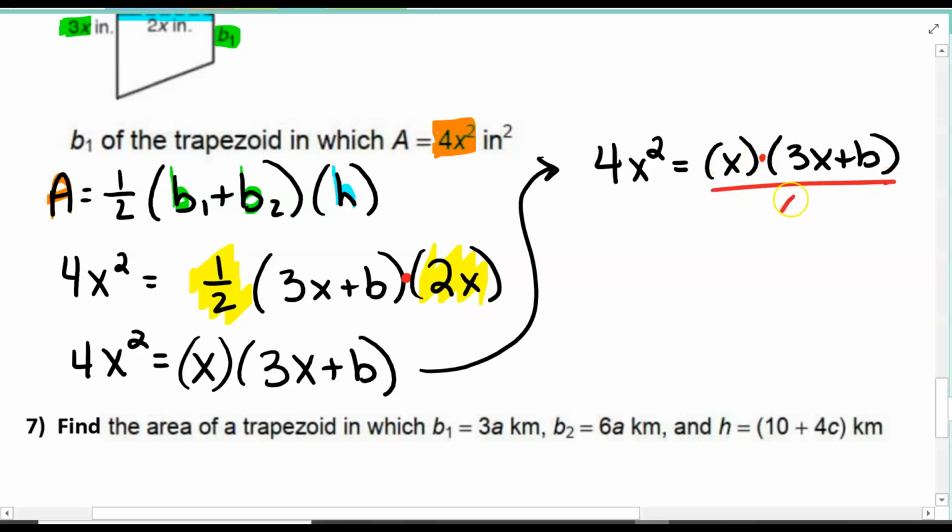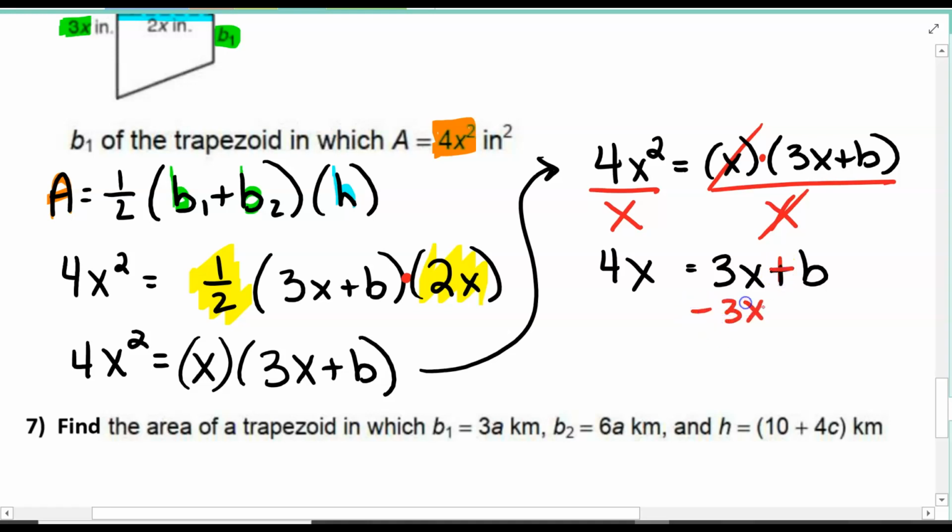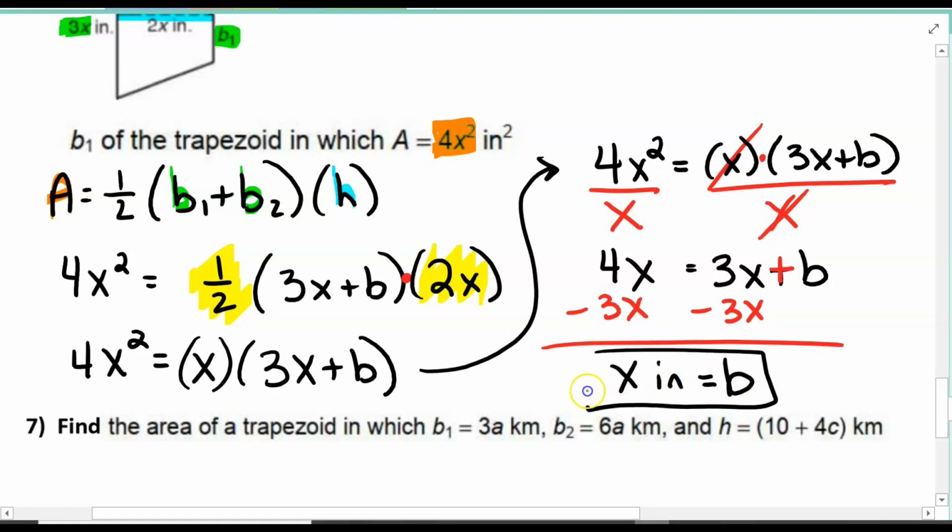So I have 4x squared is equal to x times 3x plus b, and since this is multiplication, I can divide. If I divide by x, I'm left with 3x plus b on the right. I now have 4x on the left. And since I have 3x plus b, I can subtract 3x. And that officially leaves me with the fact that my other base is worth 1x inches.